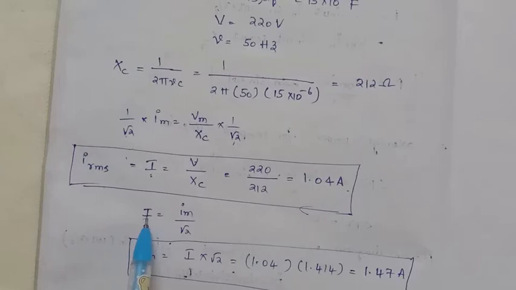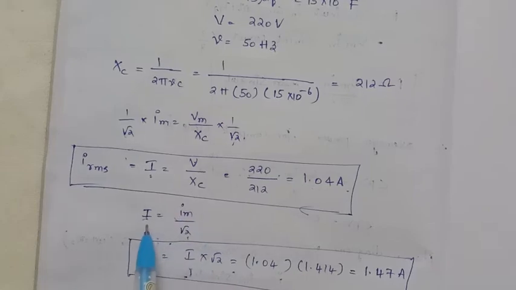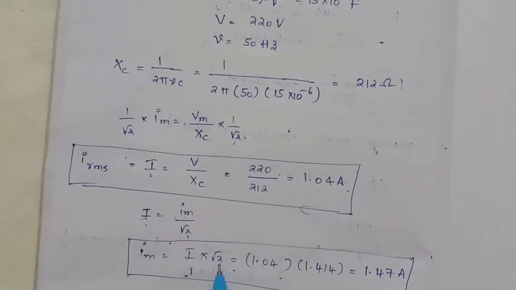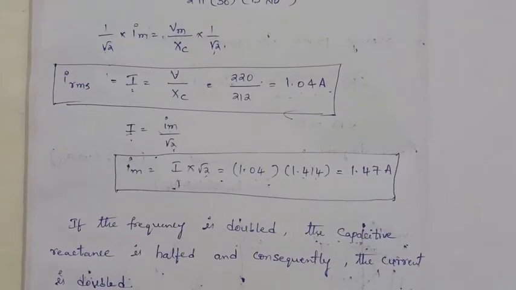So IRMS is nothing but IM by root 2. Then IM is equal to root 2 into I. So IM is equal to root 2 into I value 1.04. So root 2 means 1.414 into 1.04, that is equal to 1.47 ampere.